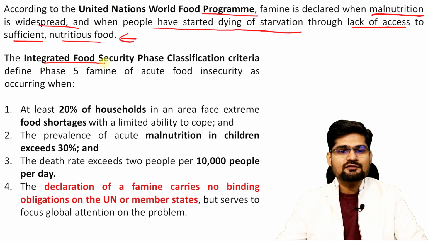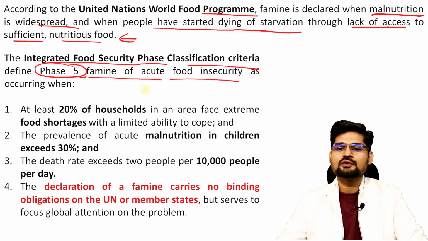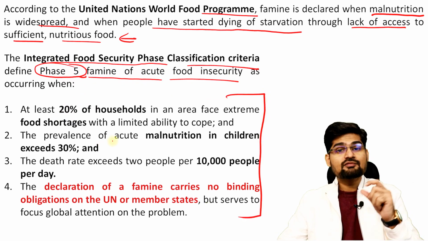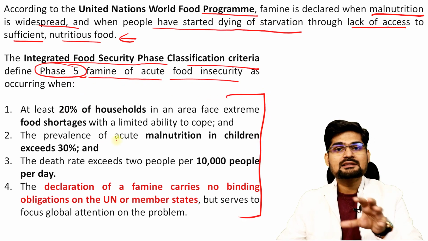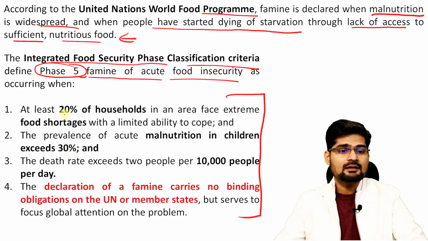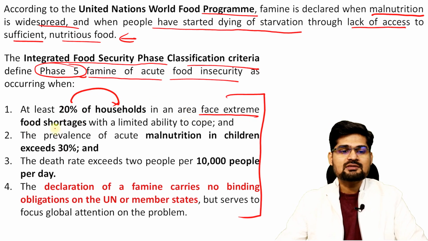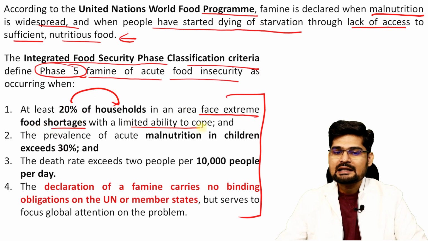The Integrated Food Security Phase Classification gives 5 phases, and famine is the phase of acute food insecurity. This is the criteria they have defined: if you want to declare a famine state, then what are the characteristics? The important thing is that at least 20% of the households in an area face extreme food shortage with a limited ability to cope.